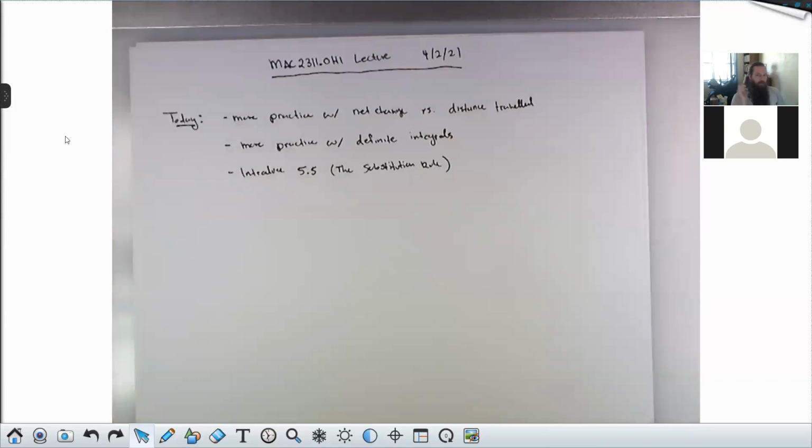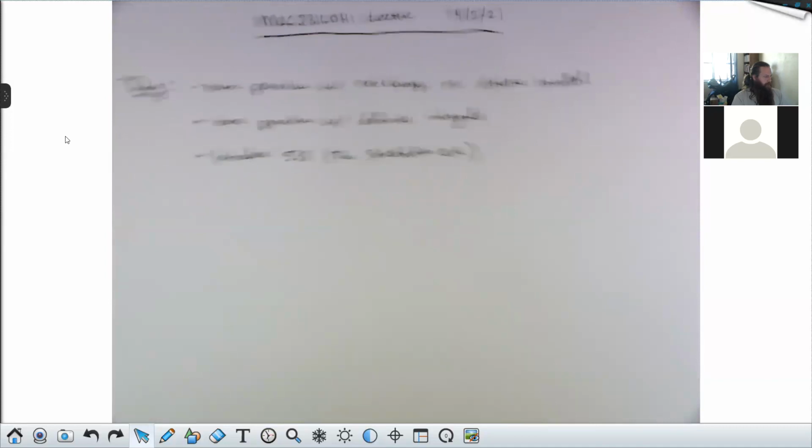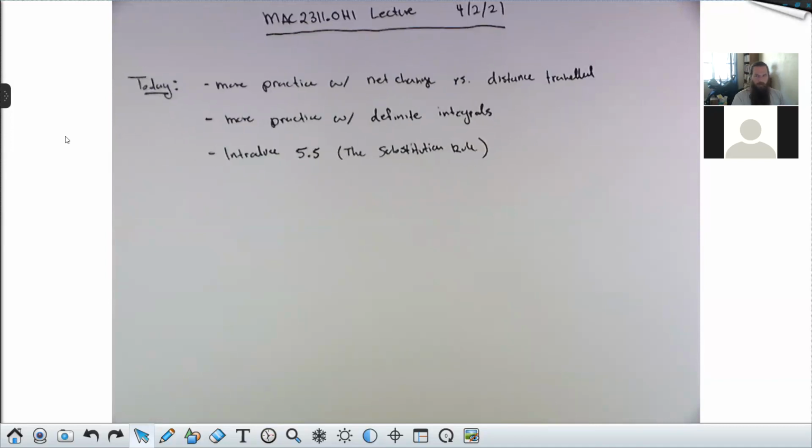Technically, Calc 2 starts where Calc 1 leaves off in section 6.2. The last section we cover here is section 6.1, which is on areas between curves. But most Calc 2 classes spend a little bit more time here talking about substitution because it's rare that somebody comes out of Calc 1 with a truly strong grasp of it.